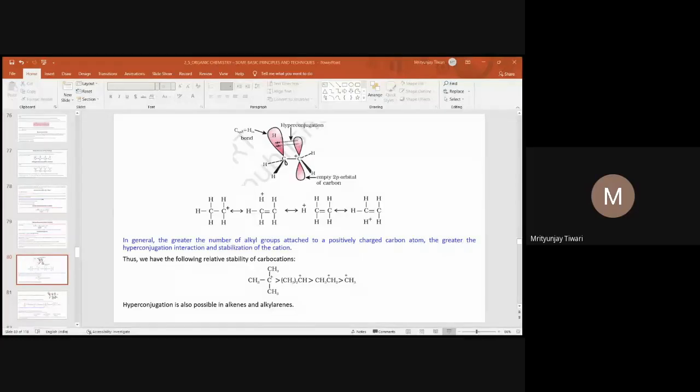And beta elimination is when two different groups depart from the adjacent carbon atoms, or adjacent bonded atoms. Those adjacent centers are also called vicinal centers. So if the two groups depart from the vicinal atoms or carbon atoms, then such elimination is called beta elimination. Then comes the rearrangement reaction.